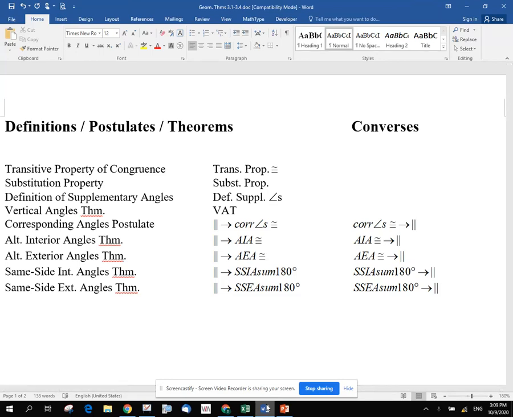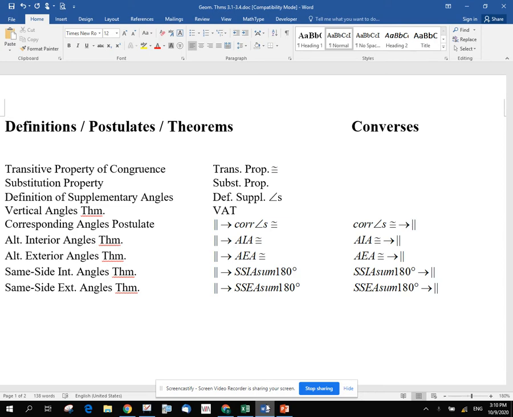Geometry section 3.2, the converses. Basically, we're going to go through 5 converses of the theorems that you learned in 3.1. Not every theorem has a converse that's true, but the 5 theorems that were covered in section 3.1, they all have converses that are true and are important to us in geometry early on here in chapter 3.